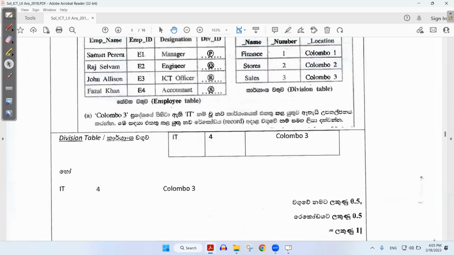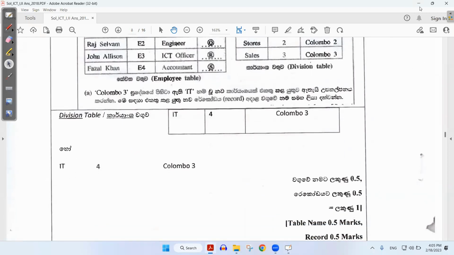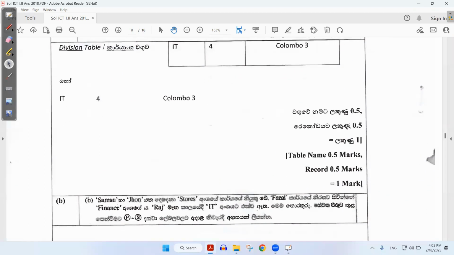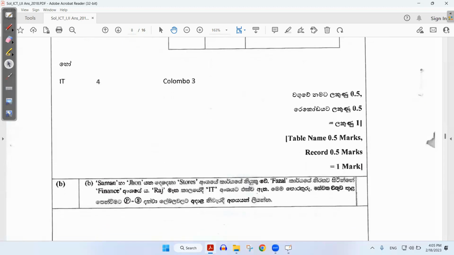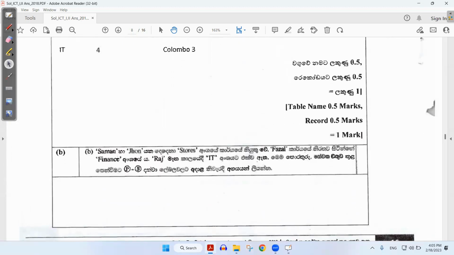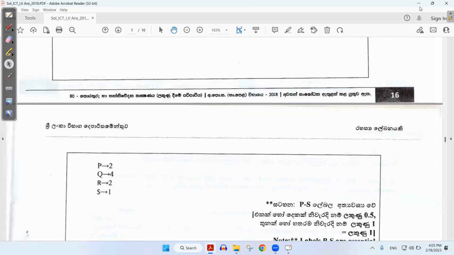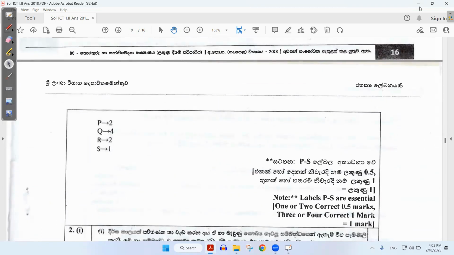So here comes the record. If you got the record correctly, you will be given 1 mark. And for PQRS, this is it. For P it's 2, for Q it's 4, for R it's 2, and S it's 1. Okay, so the first question is done, people. See how much you got out of 20.